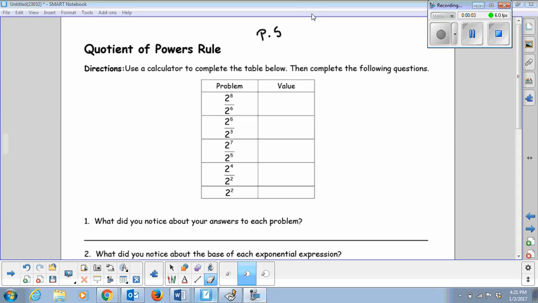Alrighty, looking on page 5, we're going over the quotient of power rule. So last time we did product, and quotient means division, so you can just make that note to yourself. So we're probably going to be dividing, and looking at our first problem in the table, we are dividing. So just like last time, we just need to plug all this into the calculator first.